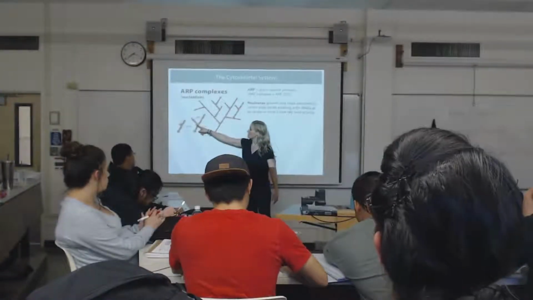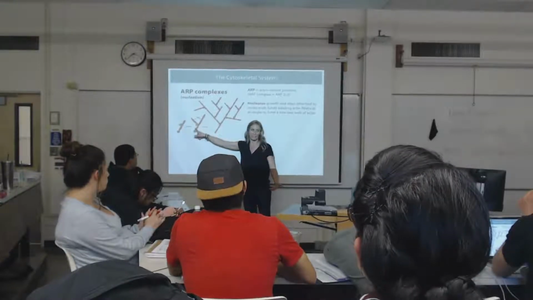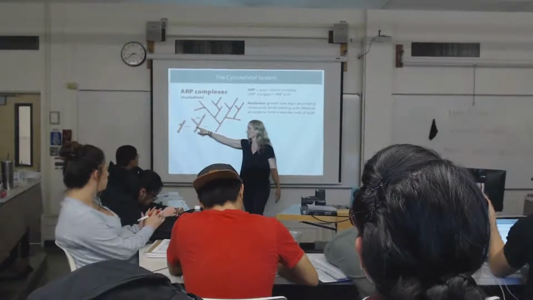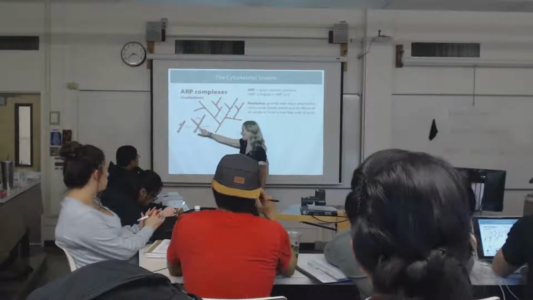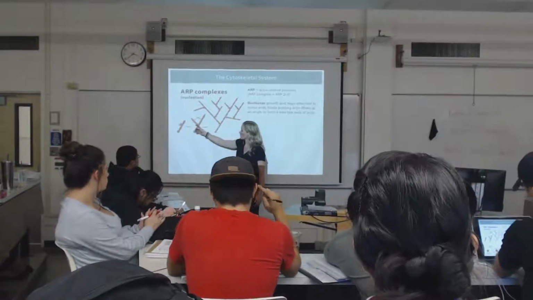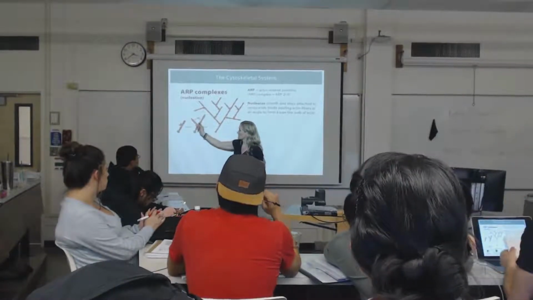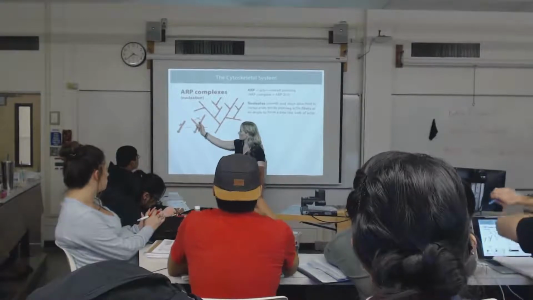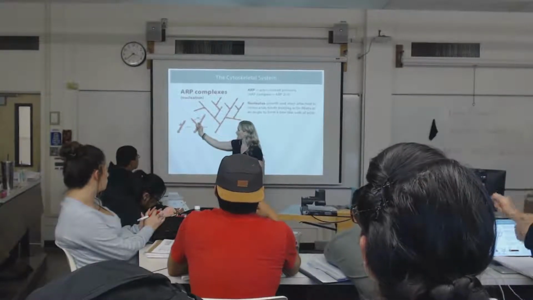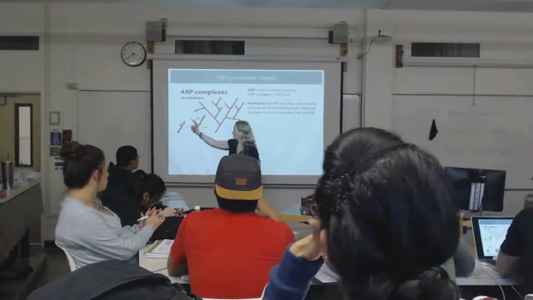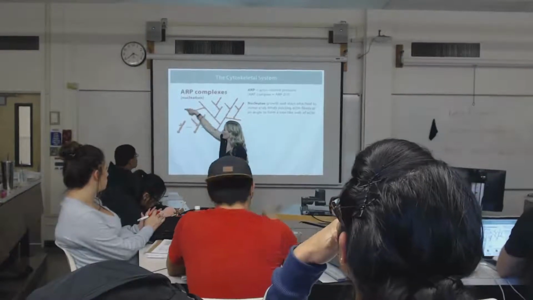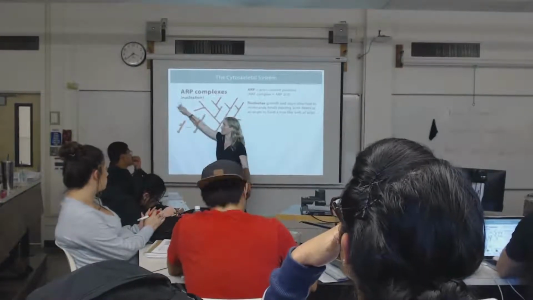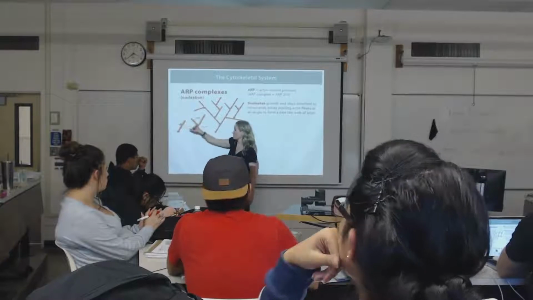In this image, each of these green things represents an ARP complex. The red is the actin filament. What ARP does is capture the initial G-actin subunits, and then anchor that filament, and then you would have addition happening here. This would grow out in this direction. So this is the plus end, and this would be the minus end.